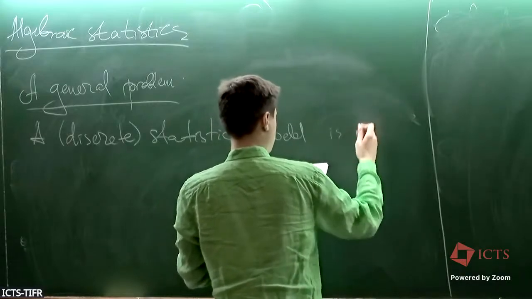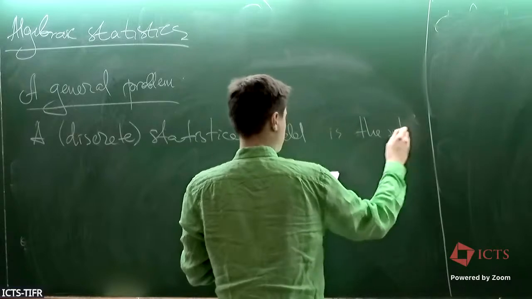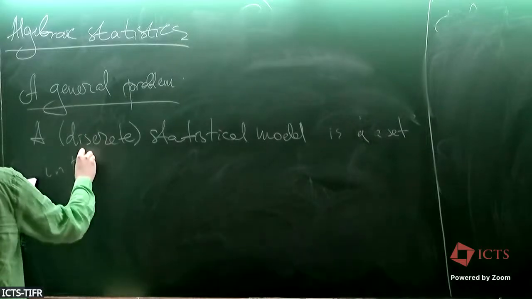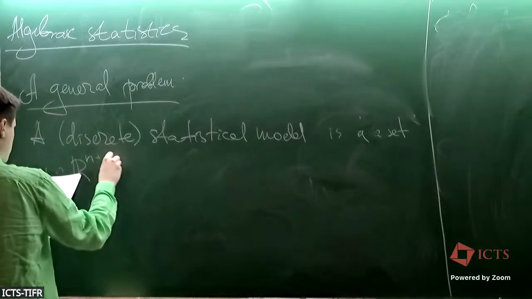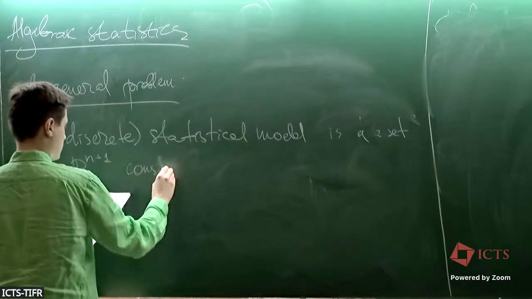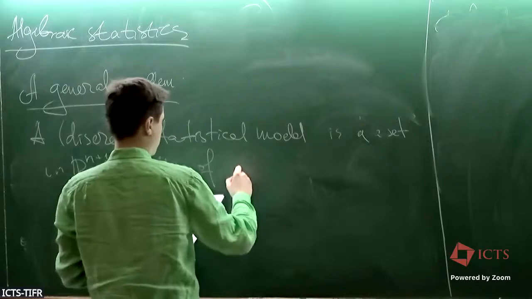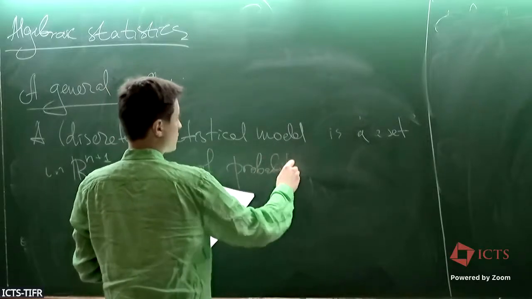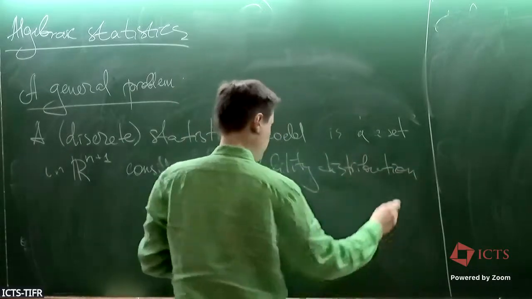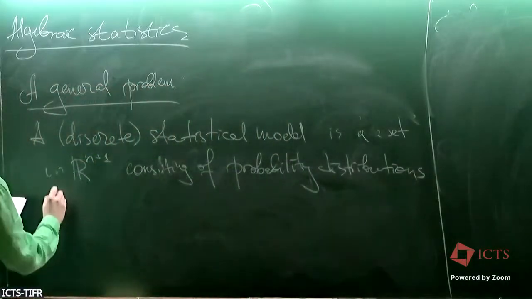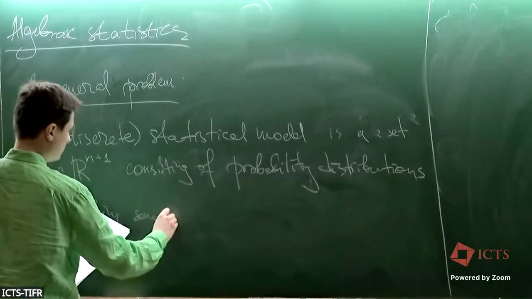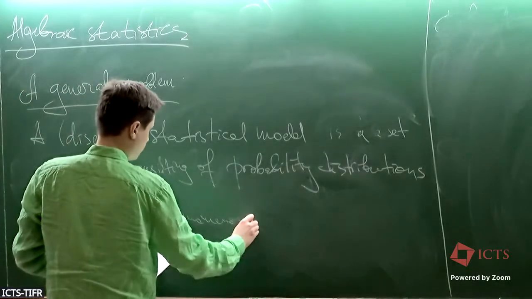is some set in, let's say, Rn, or rather Rn plus 1, describing or consisting of probability distributions, describing some phenomenon. Those are very imprecise words. And what do they mean?